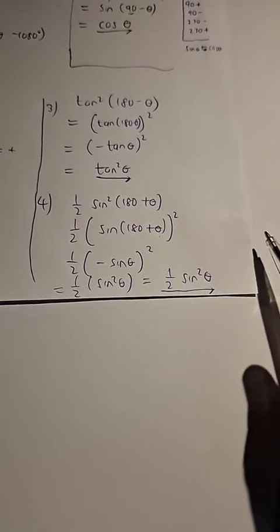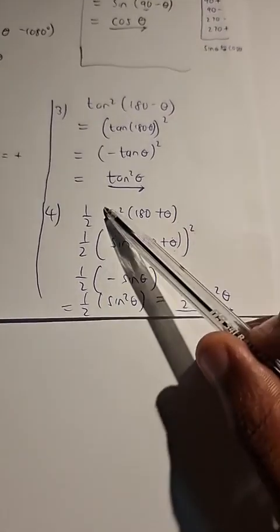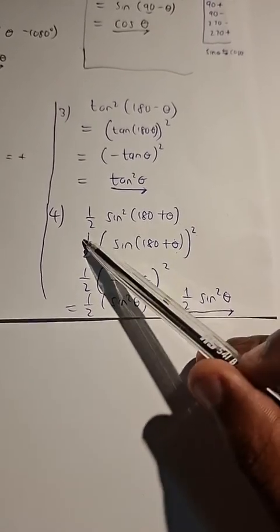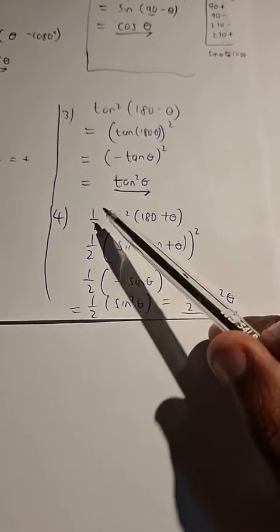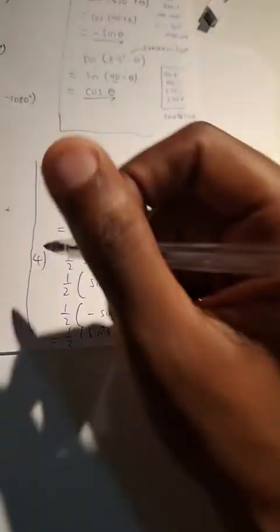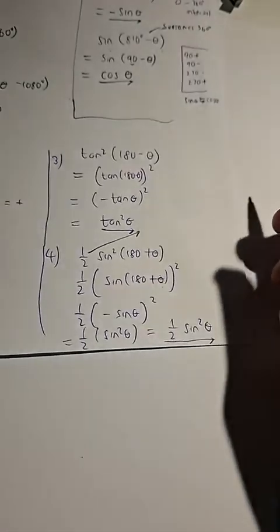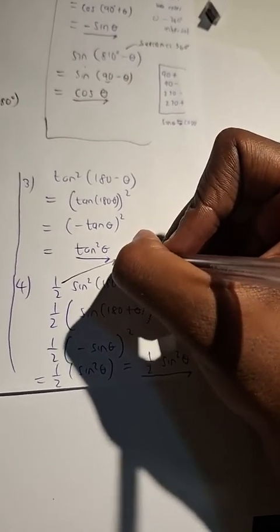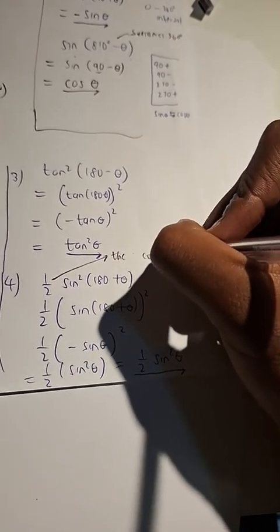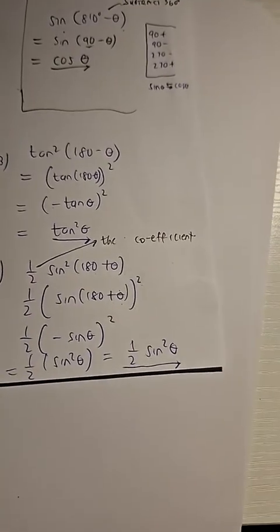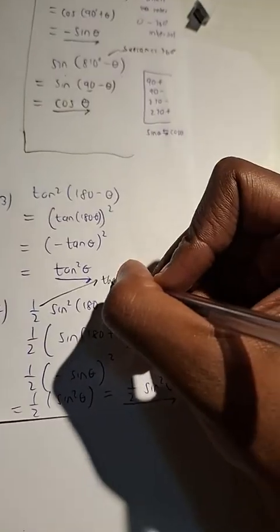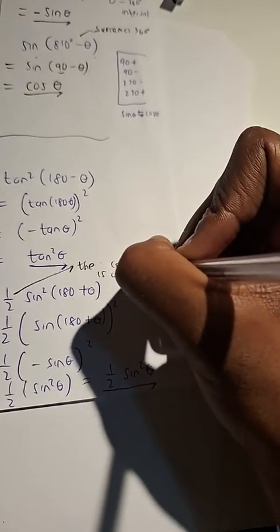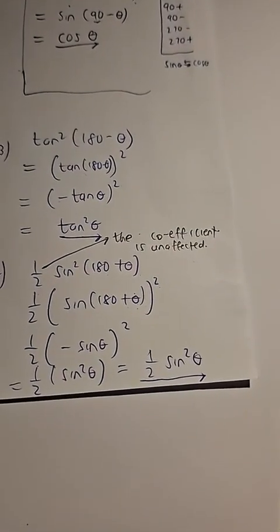So we have half sine squared theta, and that's our answer. Sometimes people tend to think that this coefficient is also going to be affected by the square, and that's where people mostly go wrong, because they apply the square even to the half. But let's note that the coefficient is unaffected. Left in the cold, it stays in the cold. The coefficient, guys, is very important. The coefficient is unaffected. That's very important.